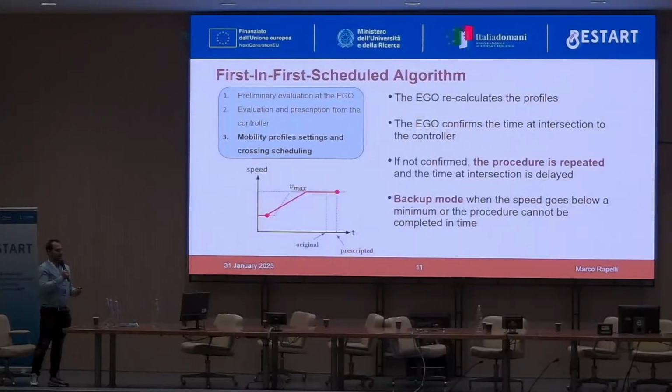Eventually, in the last step of this algorithm, the ego vehicle receives the prescription from the intersection controller and recalculates its motion profile accordingly. If the ego vehicle agrees with the proposal of the intersection controller, then everything goes right. Otherwise, the procedure is repeated until an agreement is found between the ego vehicle and the intersection controller. We also envision having a backup mode in case the speed of the ego vehicle goes below a minimum, or if the procedure cannot be completed in time.